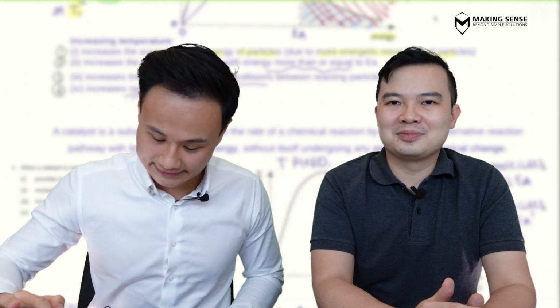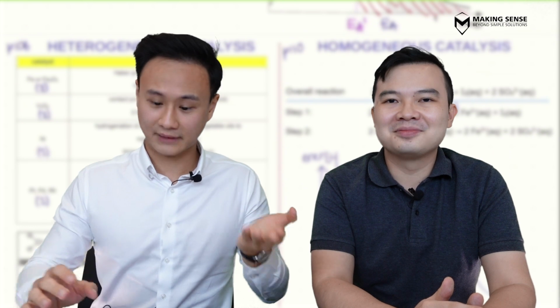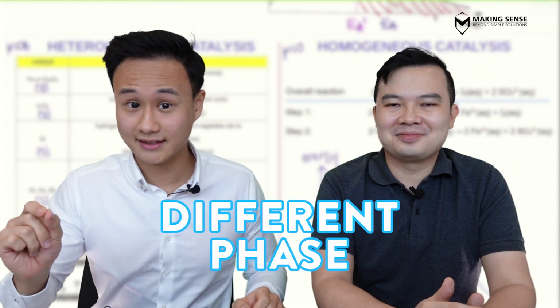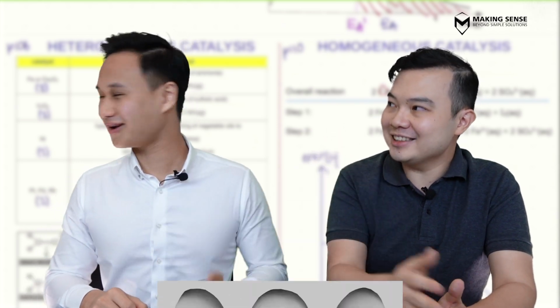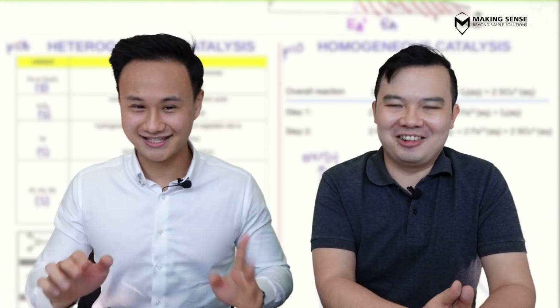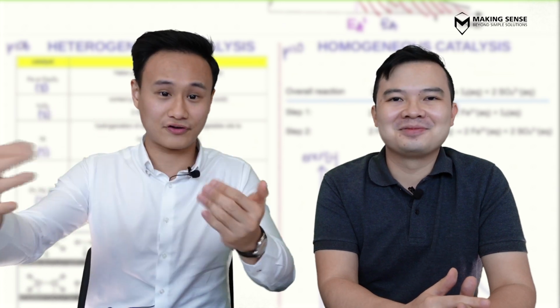Now, heterogeneous catalyst means this. The catalyst and the reactants, they're in different phase. Oh, what is a phase? Is that your two-phase idea, left phase and the right phase? No, not left phase and right phase, okay? Phase means they're in different layers, okay?